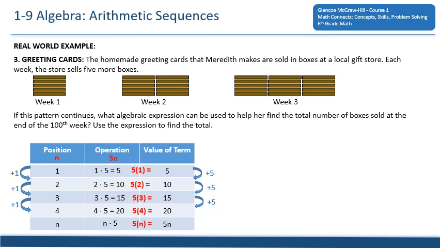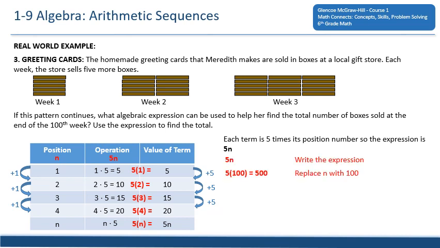If we do the 10th position, 5 times 10 is 50. So if we look at the value for the 100th position, 5 times 100 equals 500. So at the end of 100 weeks, 500 boxes will have been sold.